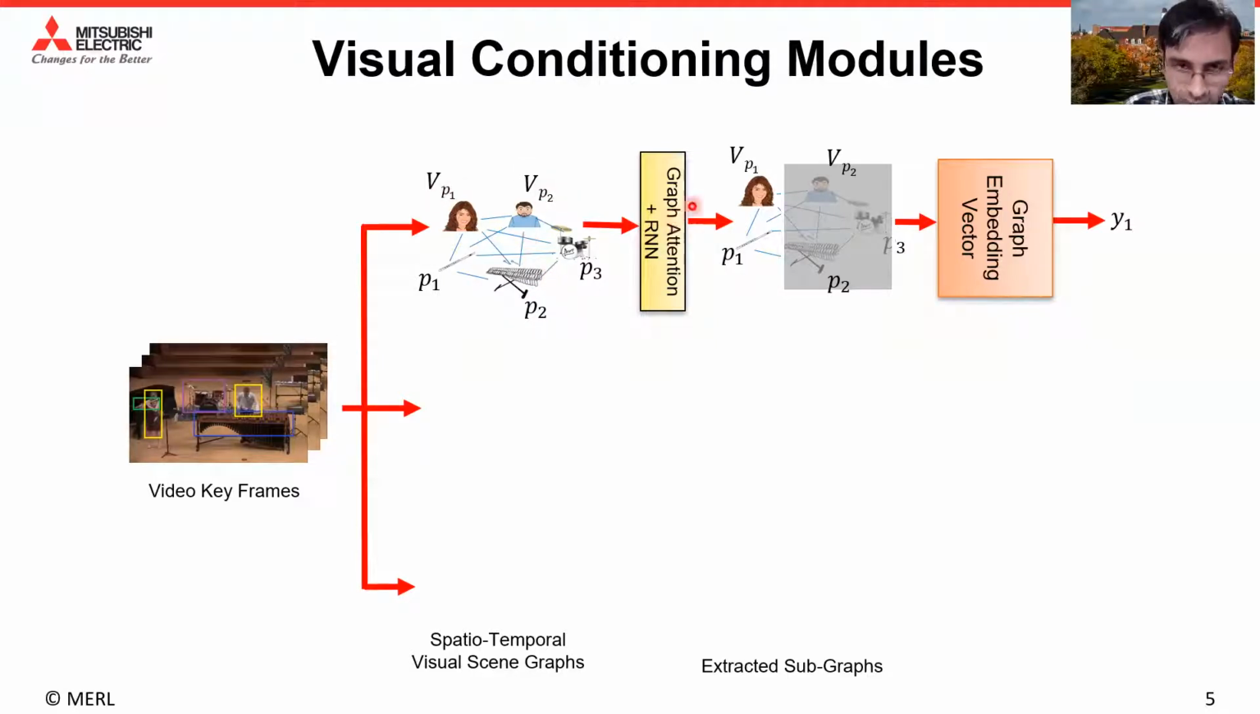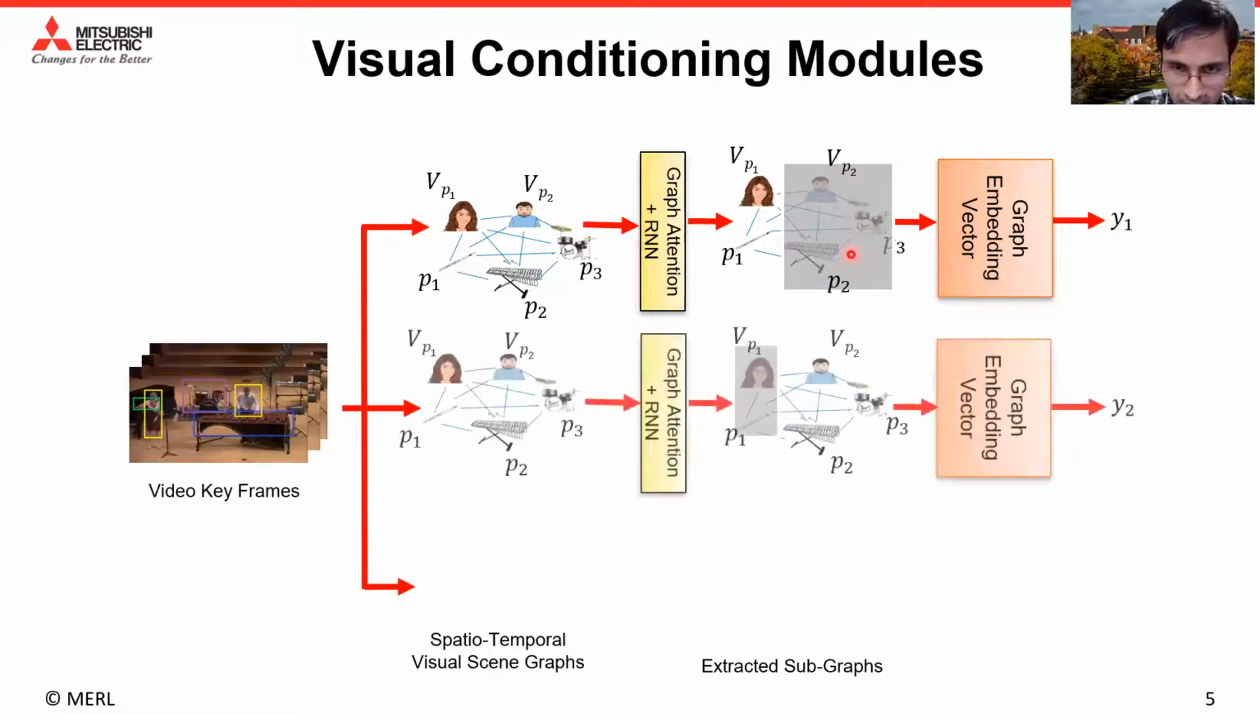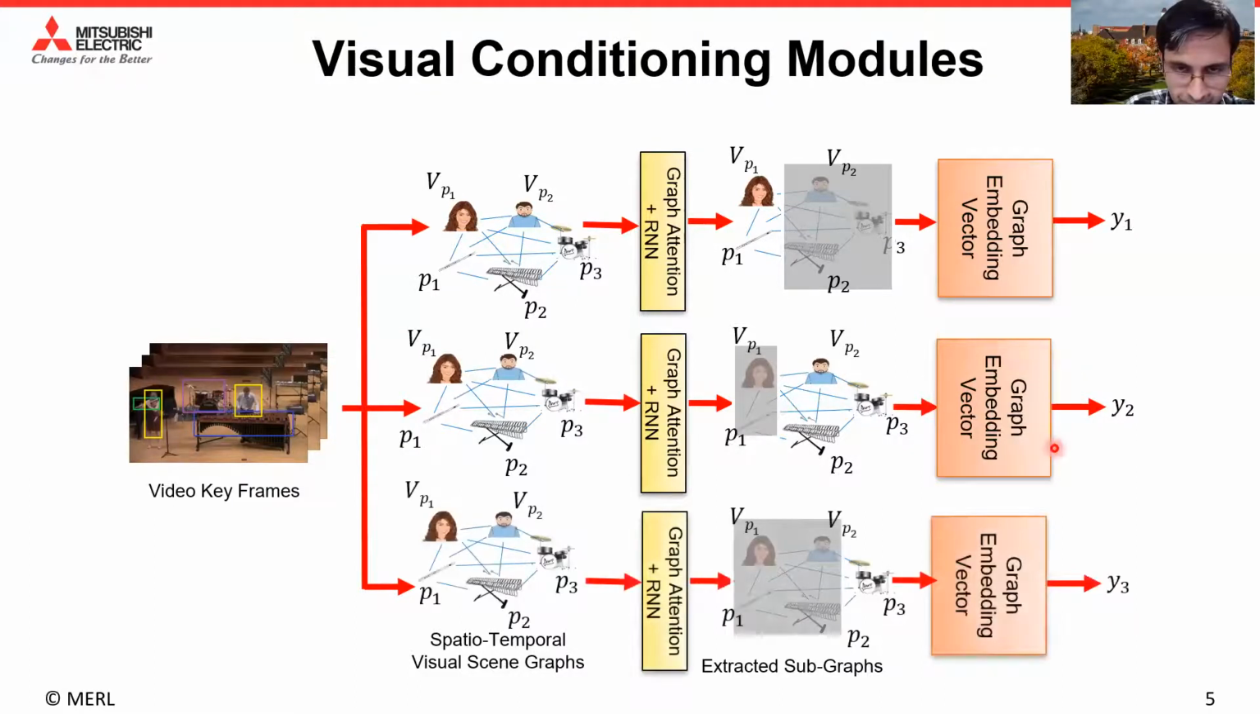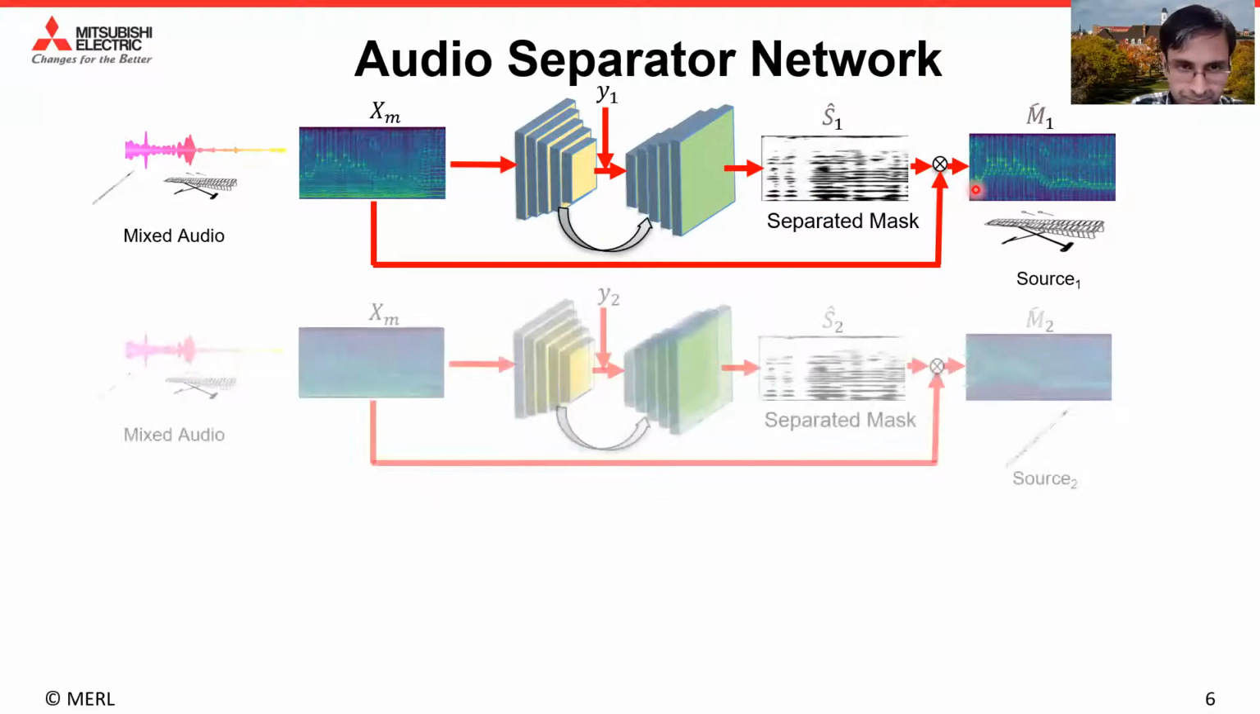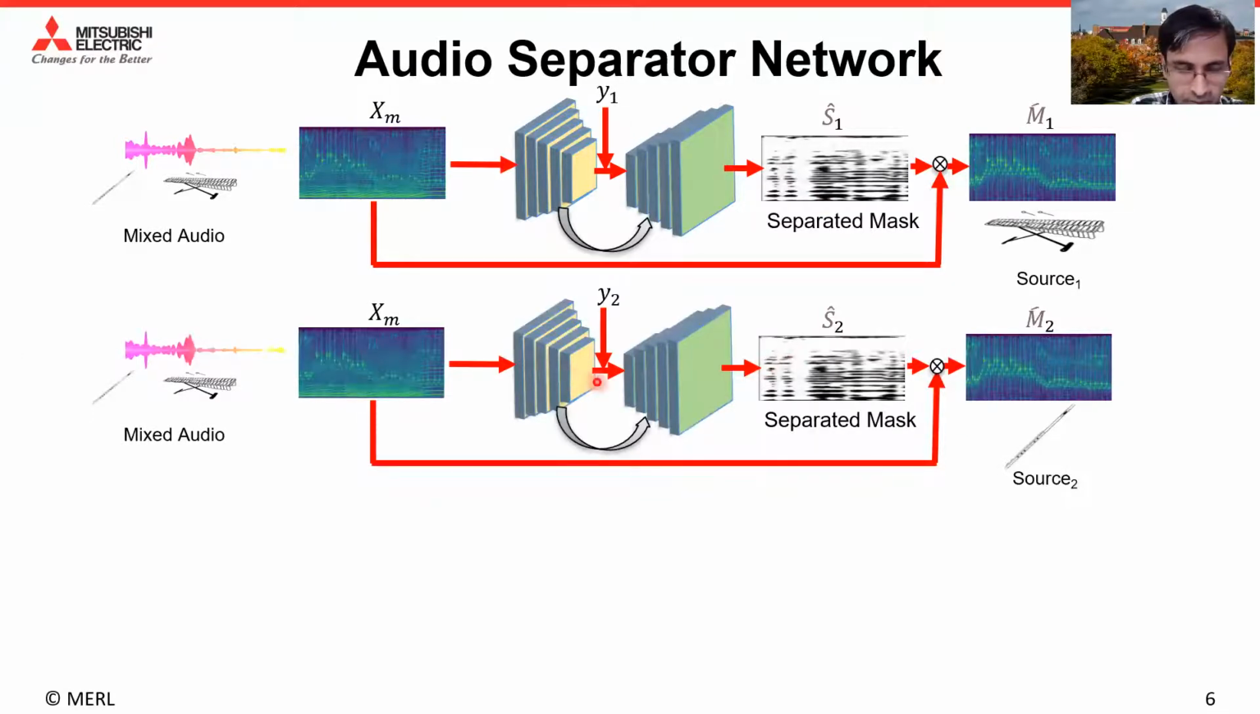Next, a graph attention network with an RNN extracts an embedding of a potential sounding object from this graph, denoted by y_i. This is done by creating dynamic masks on the graph. This process is then applied recursively to extract the embeddings of other potential auditory sources in the graph as well. The audio separator network then uses these visual embeddings y_i as conditioning information to a U-Net style network that takes as input a mixed spectrogram and produces the separated mask as output. This process is then repeated for other visual embedding vectors as well.